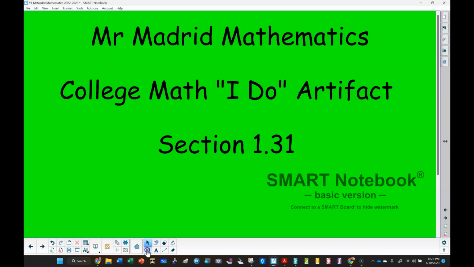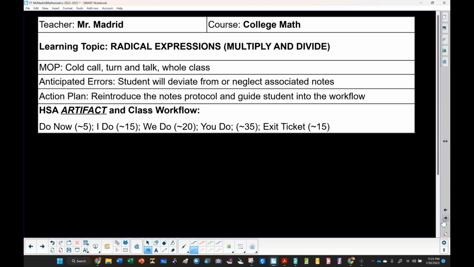All right, Harmony Science Academy College Prep students, GSIHB5, let's go ahead and get into section 131. The learning topic is radical expressions. We're continuing with radical expressions, and we're going to multiply and divide. All this means is the skills you guys have been working on, we're going to continue to use them.